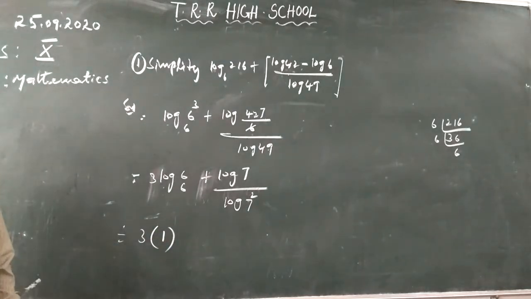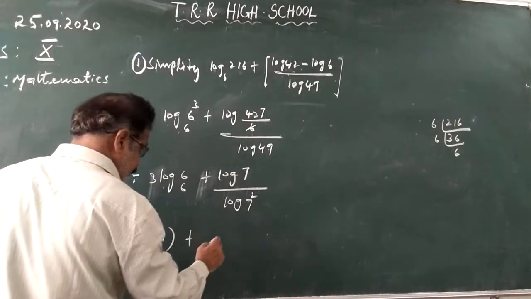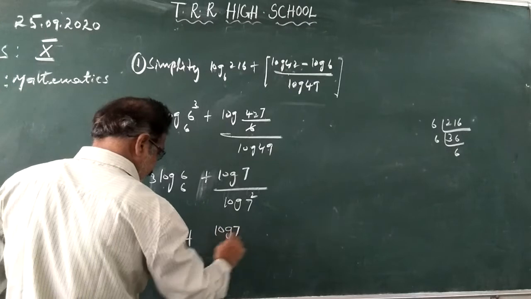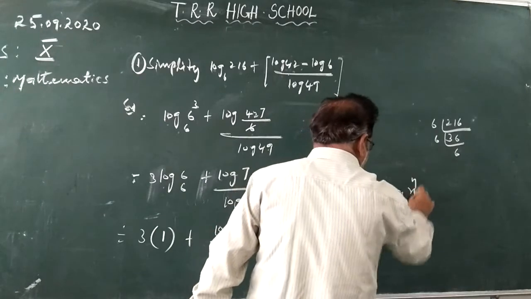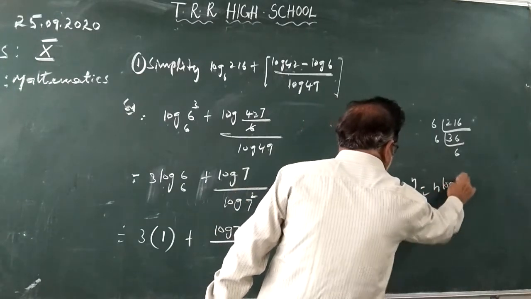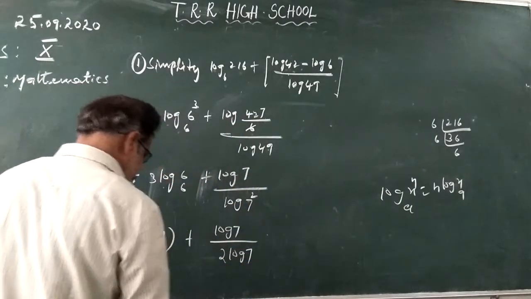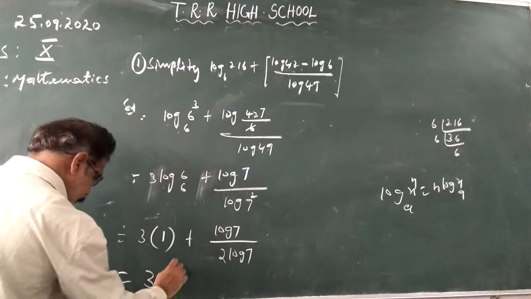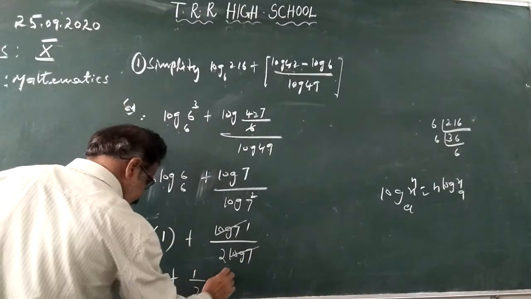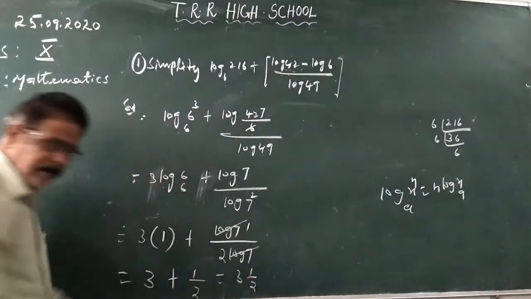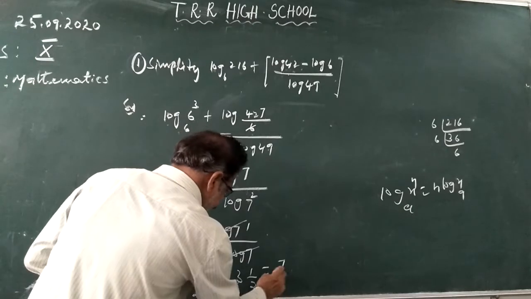Log a base a equal to 1. We have the identity. Log a base a equal to 1, plus log 7 by log 7 square. Same formula, log x to the power of n base a equal to n log x base a: 2 log 7. So 3 plus, log 7 cancel, this is 1 by 2. 3 plus 1 by 2, 3 and half. 2 3s are 6, 6 plus 1, 7. The answer is 7 by 2.